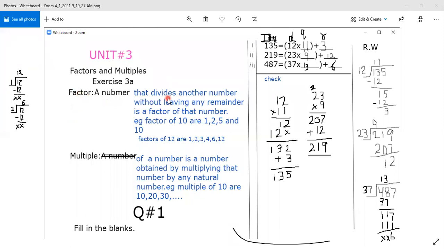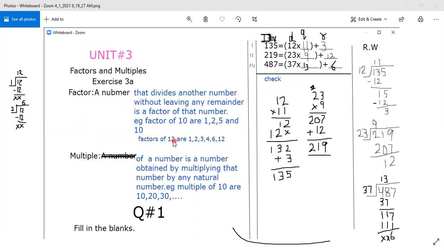Factor: a number that divides another number without leaving any remainder is a factor of that number. This is the theory or the definition of the factor. For example, factors of 10 are 1, 2, 5 and 10. Similarly, factors of 12 are 1, 2, 3, 4, 6 and 12.